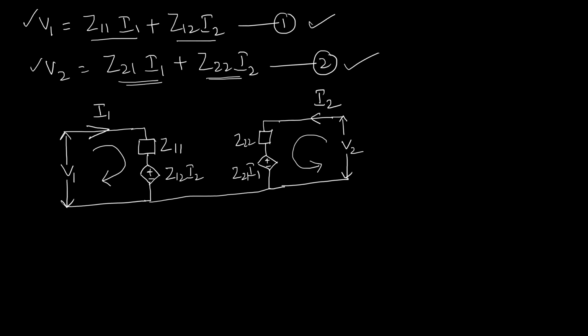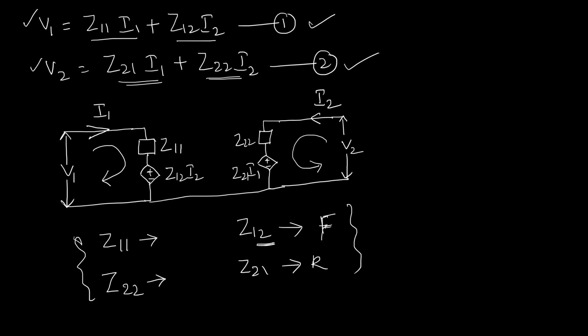One more thing that we need to remember here: Z11 will be considered as the input port driving impedance and Z22 will be called the output port driving impedance. Now Z12 and Z21 are called transfer impedances. Z12 is called the forward transfer impedance and this one is called the reverse transfer impedance. These are the four impedance variables. In this way we can represent the Z parameter equations in circuit form. This is an equivalent circuit.